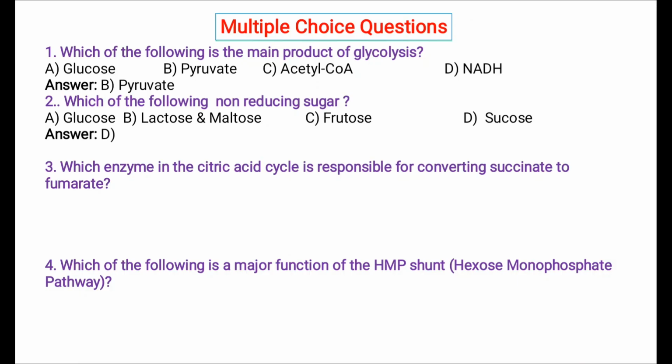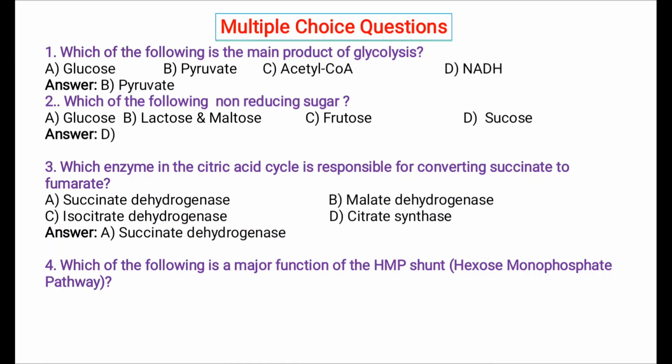Next, which enzyme in the citric acid cycle is responsible for converting succinate to fumarate? A. Succinate dehydrogenase. B. Malate dehydrogenase. C. Isocitrate dehydrogenase. D. Citrate synthase. A. Succinate dehydrogenase is the correct answer.